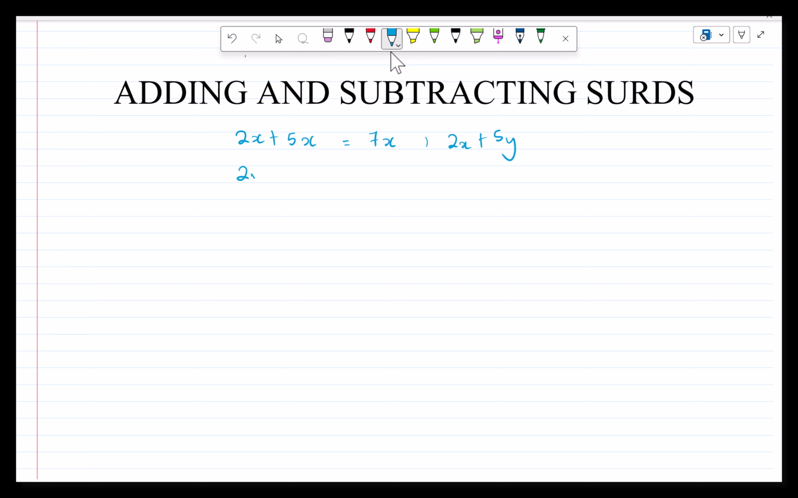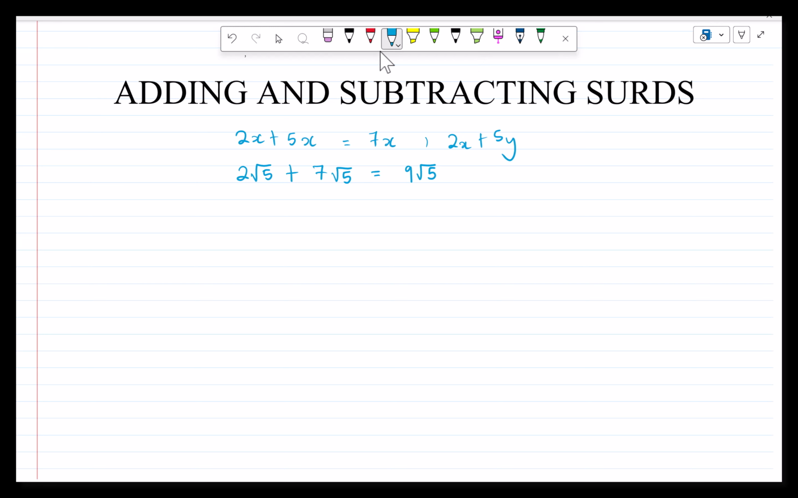If we have, for example, 2 root 5 plus 7 root 5, the answer would be 9 root 5. We will simply add the coefficients. The one that I'm calling the coefficient is the number before the square root. So 2 and 7 are before the square root, and we would get 9 root 5.